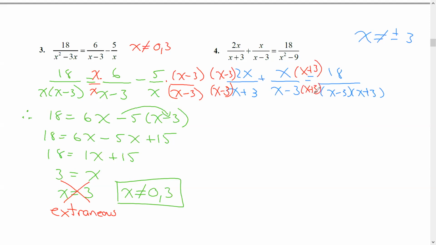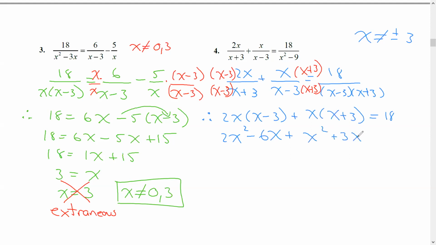In an equation, if the left-hand side is equal to the right-hand side and I have a common denominator, that means the numerators are equal. Okay, so I just write that step down. And now I start simplifying. So I need to do some distribution. So 2x squared minus 6x plus x squared plus 3x is equal to 18. 2x squared plus x squared is 3x squared. Minus 6x plus 3x is minus 3x.